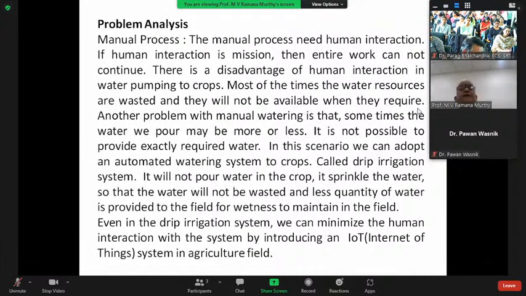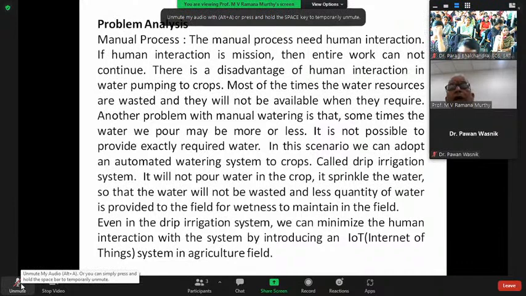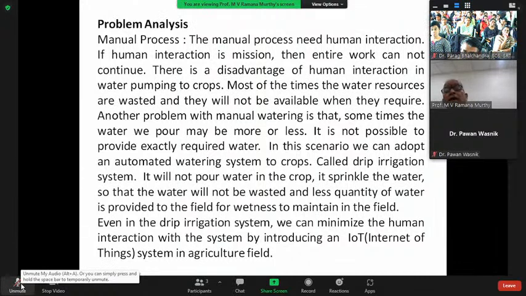In analysis of the problem, it deals with manual analysis, which needs human interaction. There is a disadvantage with human interaction, because sometimes people express ability or inability to do or not to do something. All these things are possible. Most of the time, water resources get wasted because of human influence. So we require a unique solution, a unique way to protect, and that is to automate everything.